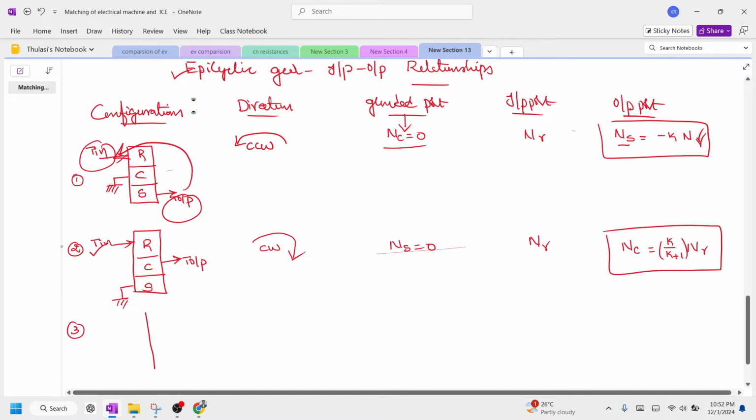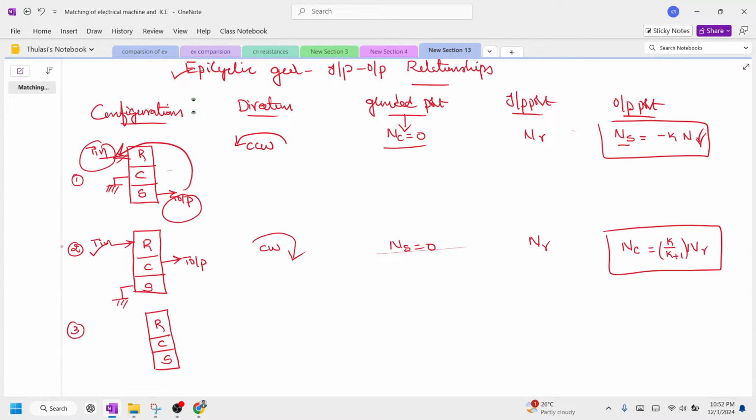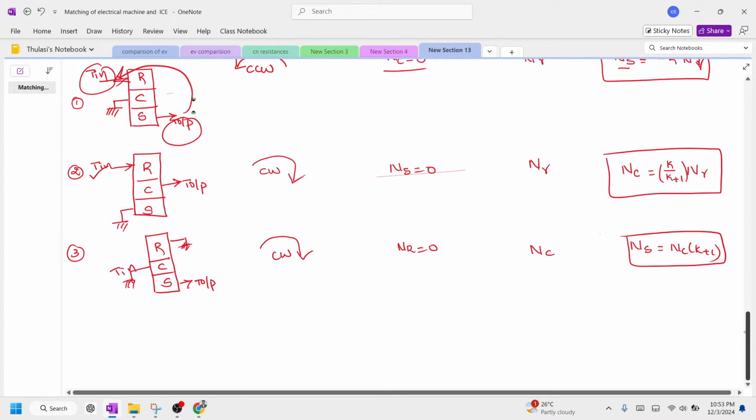Third configuration: we are going to have the ring gear, carrier gear and sun gear. Here we are connecting this to ground, here we are giving the input torque, and here we are going to have the output torque, and the direction of rotation is clockwise. The grounded port is the ring gear, whose speed is equal to 0, the input is the carrier gear, and the output is the sun gear. So the relationship is the speed of the sun gear equals the carrier gear speed multiplied with 1 plus k. This is the relationship between sun and carrier gear. No need to bother, I will show you the derivation.